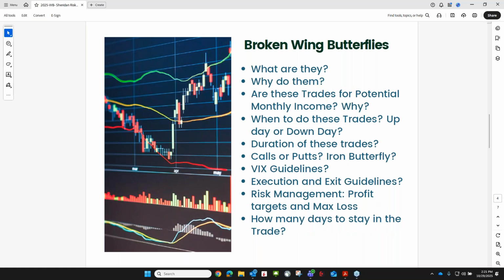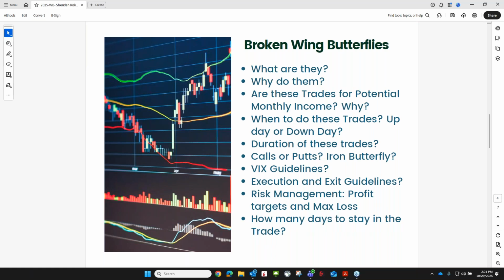that decay less. When to do these trades, up day or down day? Again, you can do these. I'm going to combine this with VIX guidelines. I'm looking at the VIX. If VIX starts getting 18 or higher, and we get an up day, I would plant that balanced butterfly, which is the first slide that was shown there.